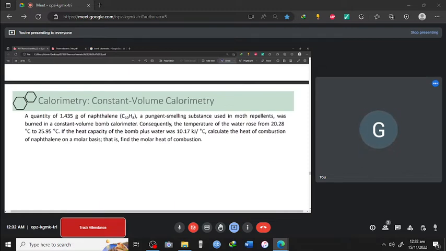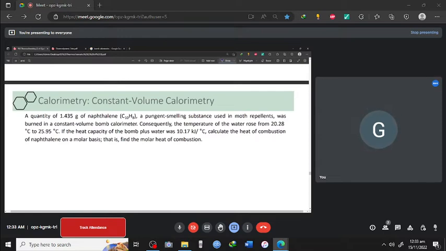Okay. So, quantity of 1.435 grams of naphthalene. So, aware naman siguro kung ano yung naphthalene, no? Yun yung tinatawag natin na mothballs, no? So, sila yung parang nilalagay natin sa cabinets, no? Sa mga sapatos to shoo away, no? Para hindi ipisin, no? So, yan yung mothballs natin. Okay, is a pungent smelling substance used in moth repellents, was burned in a constant volume bomb calorimeter.